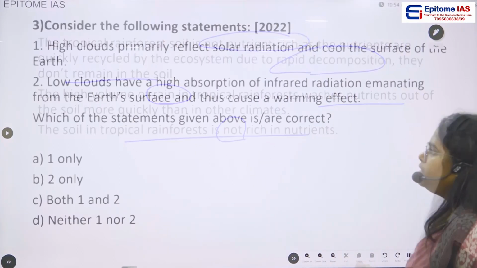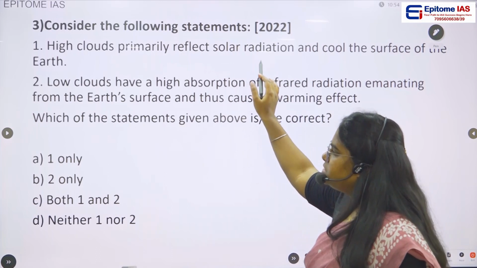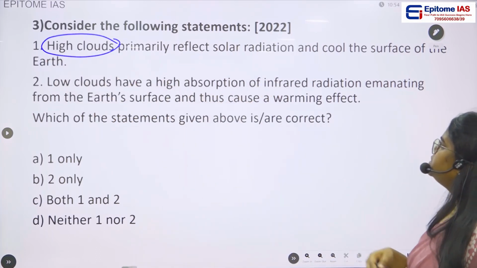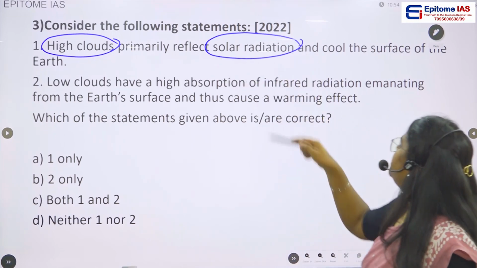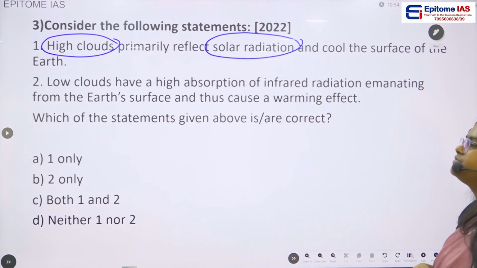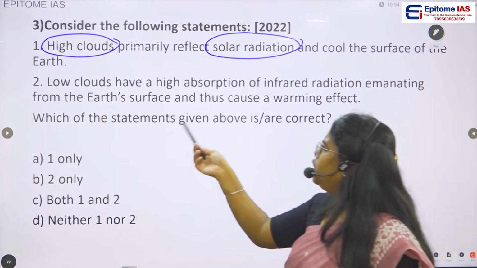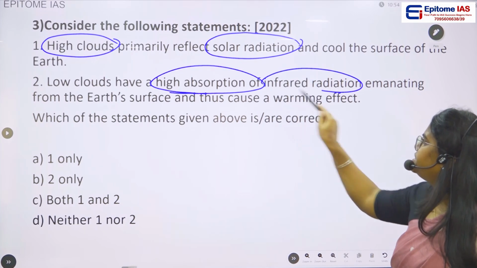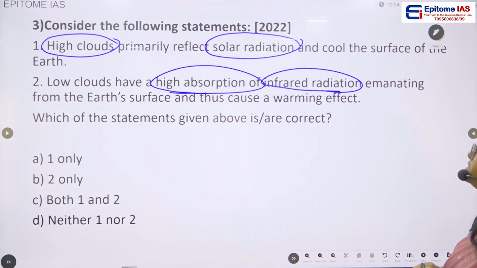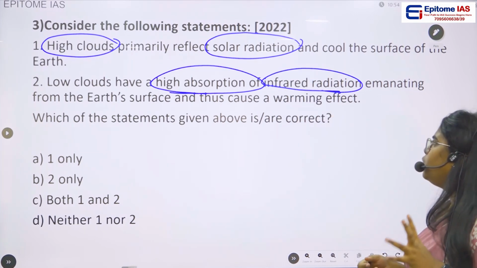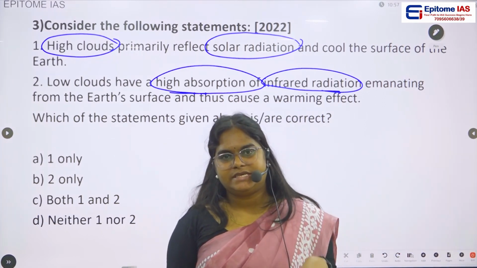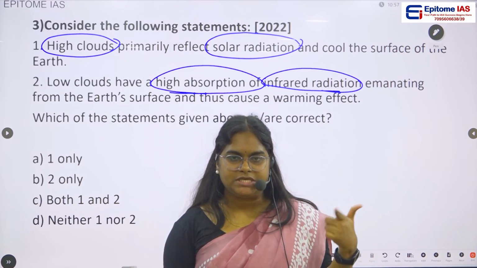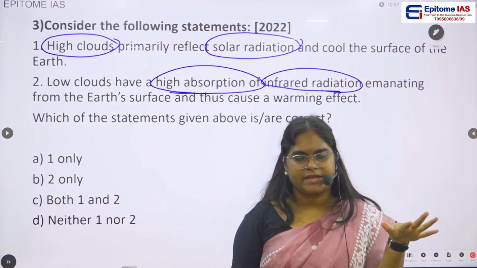Okay. Then next question. Consider the following statements. Statement 1: High clouds primarily reflect solar radiation and cool the surface of the earth. Statement 2: Low clouds have high absorption of infrared radiation emanating from the earth's surface and thus cause a warming effect. So in yesterday's class we were talking about the clouds which actually reflect back the incoming solar radiation and also the terrestrial radiation.